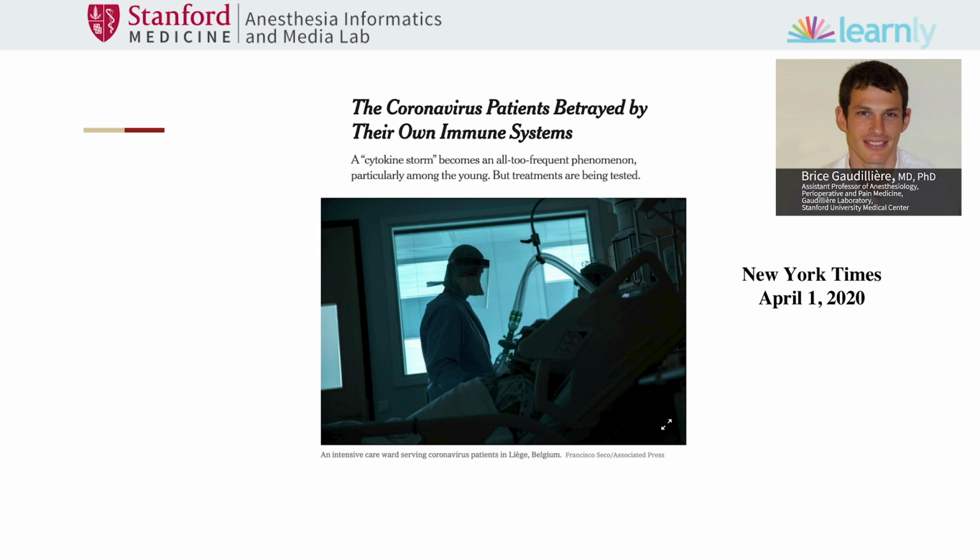Okay, so the host immune response has been getting a lot of press, even in the lay press recently. Here's a nice New York Times article with a title that says the patients are betrayed by their own immune system with COVID-19 infection. And so what is this all about?